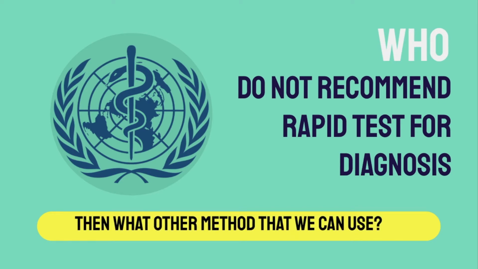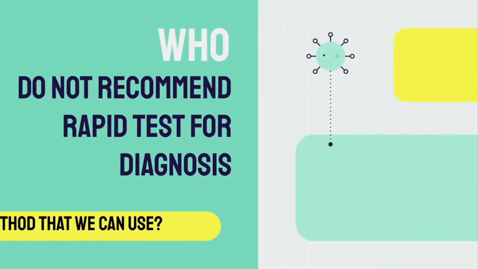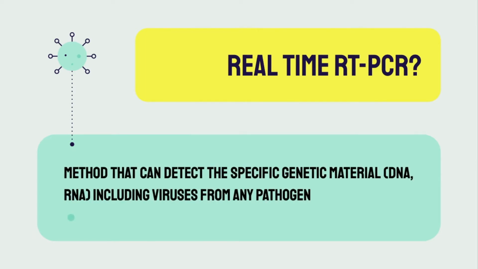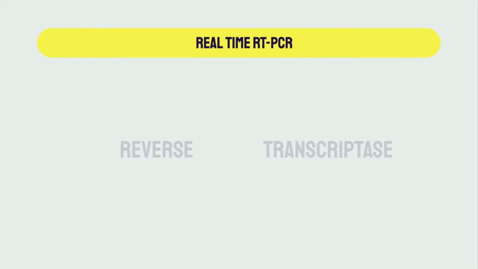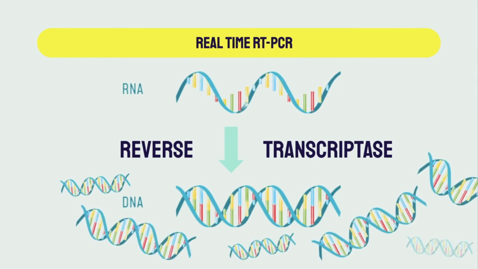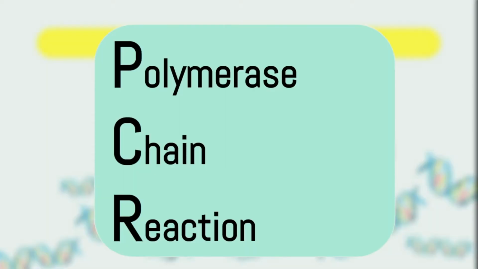Then, what other methods can we use? We can use the real-time reverse transcriptase polymerase chain reaction, or for short, real-time RT-PCR. This method can detect specific genetic materials like DNA or RNA, including viruses. It uses reverse transcriptase as a tool to change the RNA molecule to DNA and amplify that DNA using polymerase chain reaction. To monitor the amplification process, fluorescence is used in this method.